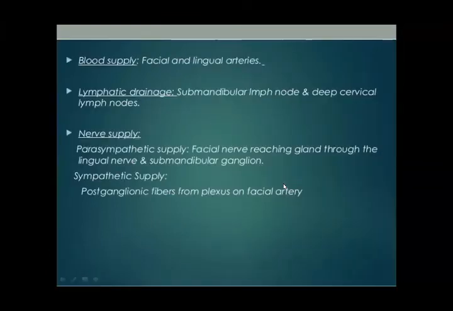Blood supply is from the facial and lingual arteries. Lymphatic drainage is to the submandibular lymph nodes and deep cervical lymph nodes. Parasympathetic supply is from the facial nerve, reaching the gland through the lingual nerve and submandibular ganglion. Sympathetic supply is from postganglionic fibers from the plexus on the facial artery.